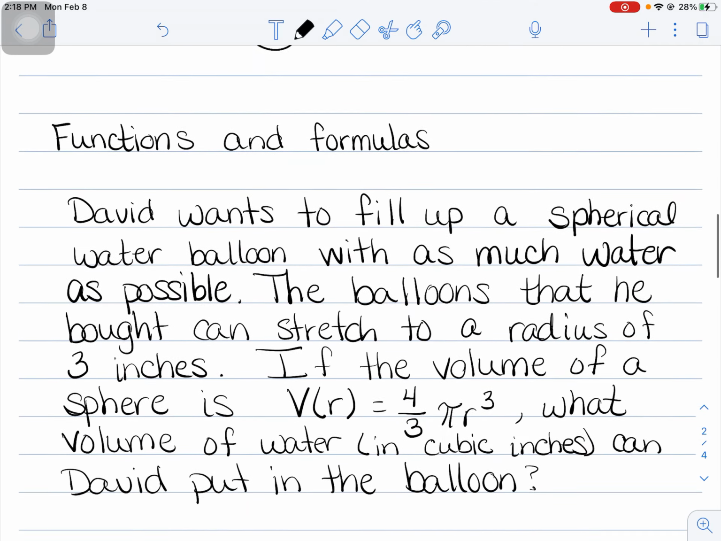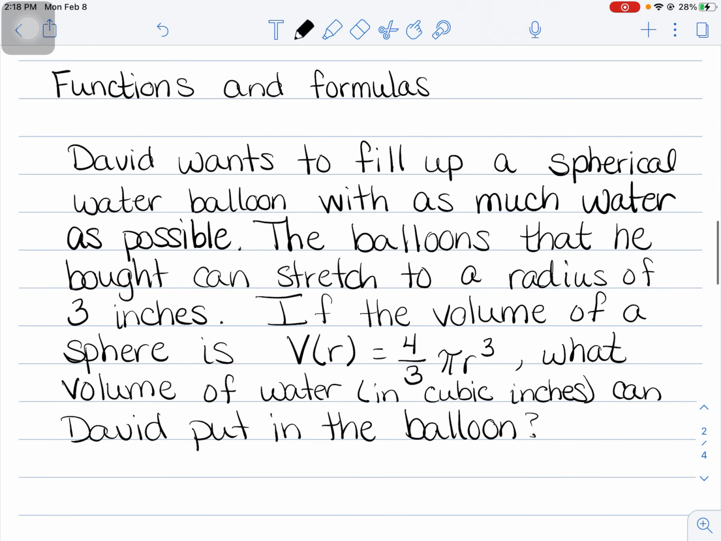Now here's how you may see this in a word problem. So this is about function and formula. So David wants to fill up a spherical water balloon. So think about a circle, like a 3D shape, a spherical, when we blow up a balloon. So that's important to know. We'll talk about learning this formula later.